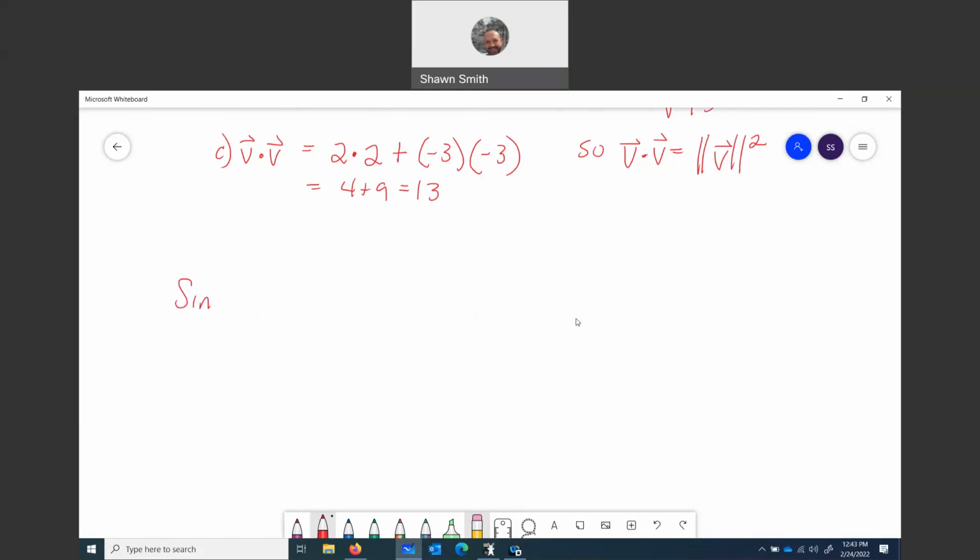All right, so since the dot product is a real number, when we talk about vectors, we call these real numbers scalars. It's sometimes called the scalar product. So you might hear that term.